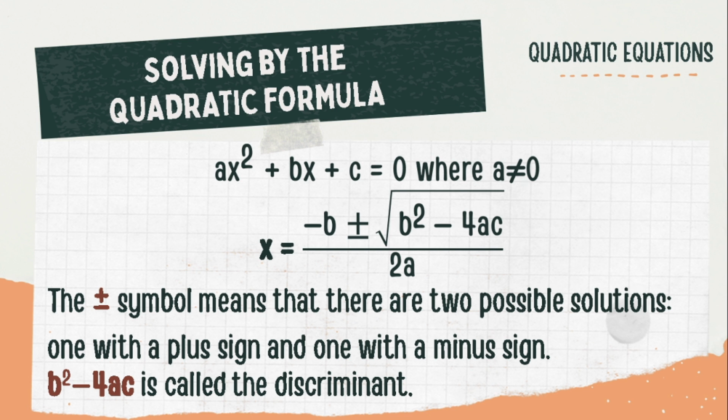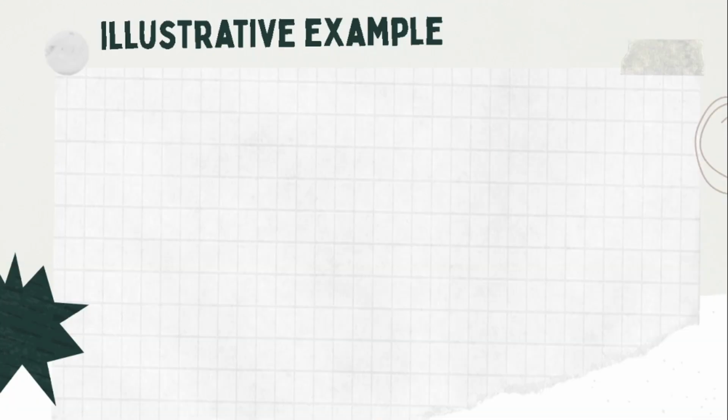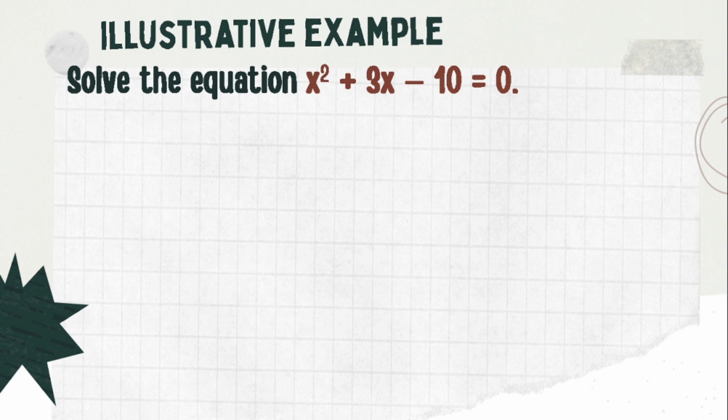The quadratic formula is a powerful tool for finding the solutions to quadratic equations, and it works for all quadratic equations regardless of their coefficients. It is commonly used in algebra, mathematics, physics, engineering, and various other fields where quadratic equations arise. Let's have an illustrative example. Solve the equation x squared plus 3x minus 10 is equal to 0.